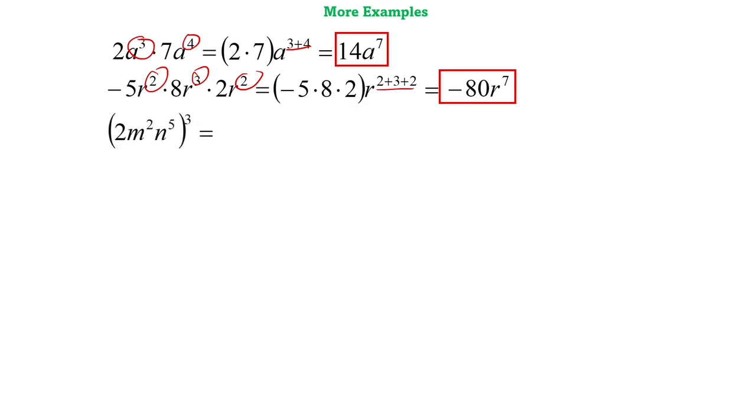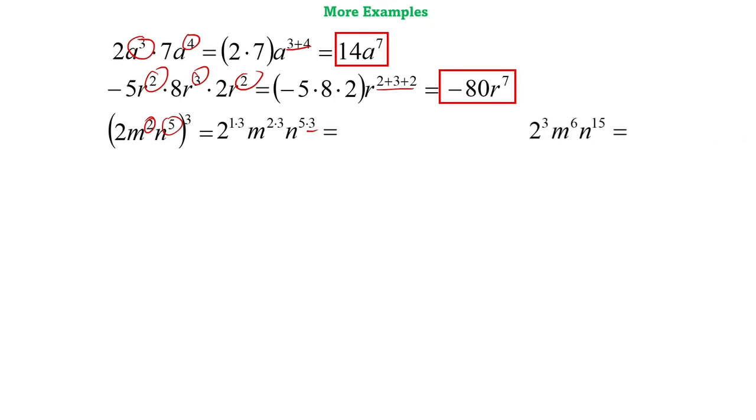Another example, 2m squared n raised to 5, quantity raised to 3. So kapag ganito po ang case, ano po ginagawa natin? We are distributing our exponent. So that is 2, automatic sabi natin kapag single variable or single constant number, automatic raised to 1 yun. So that is simply 2 raised to 1 times 3, m raised to 2 times 3, n raised to 5 times 3.